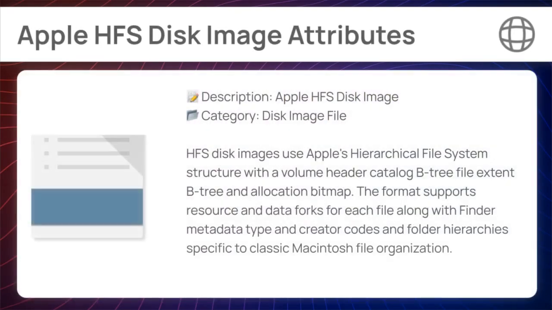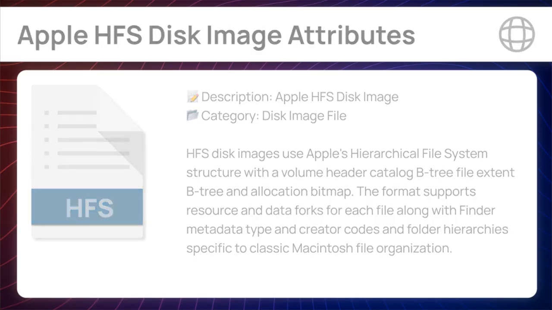HFS disk images use Apple's hierarchical file system structure, with a volume header, catalog B-tree file, extent B-tree, and allocation bitmap. The format supports resource and data forks for each file, along with Finder metadata, type and creator codes, and folder hierarchies specific to classic Macintosh file organization.